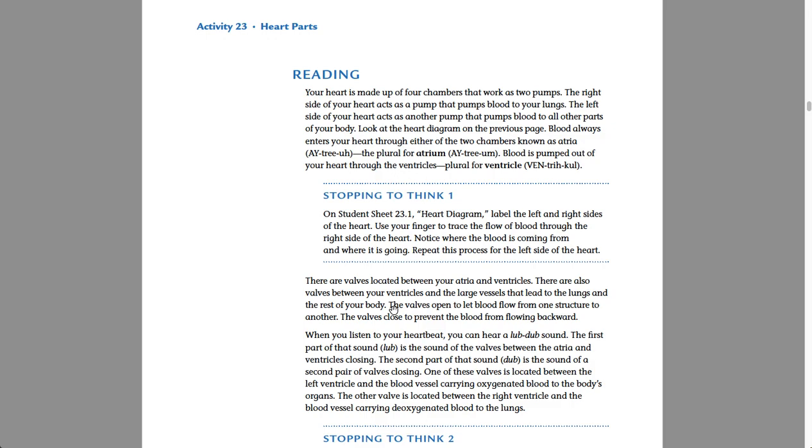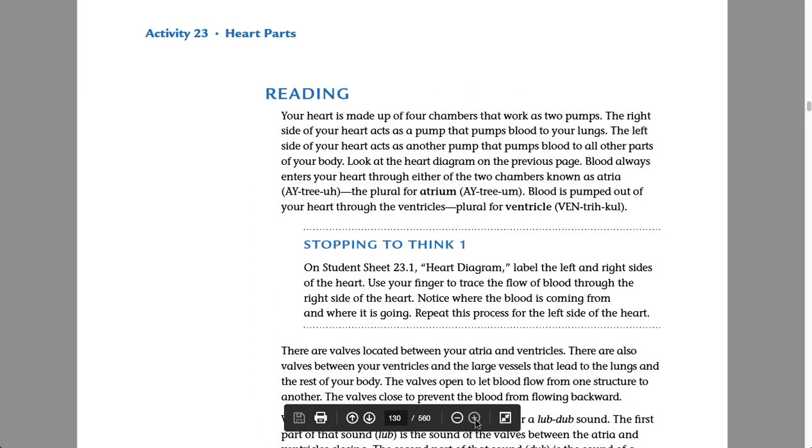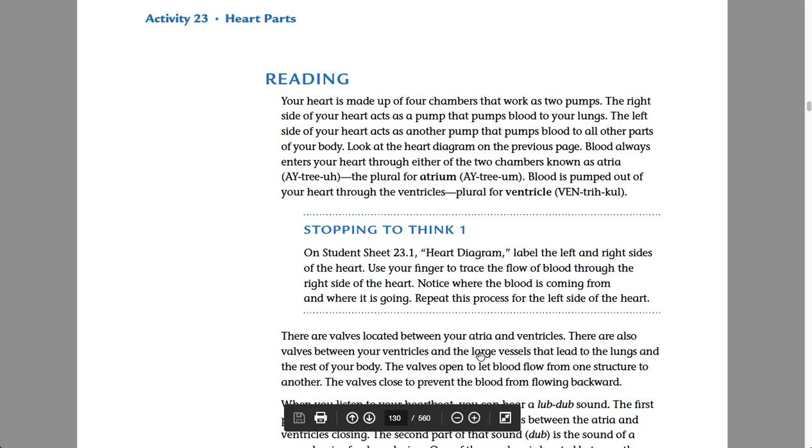When you listen to your heart, you can hear a lub-dub sound. The first part of that sound, the lub, is the sound of the valves between the atria and the rest of your body.